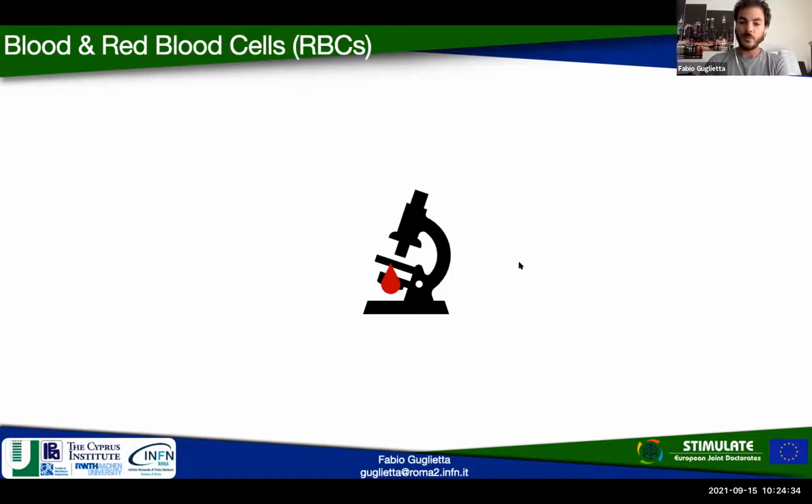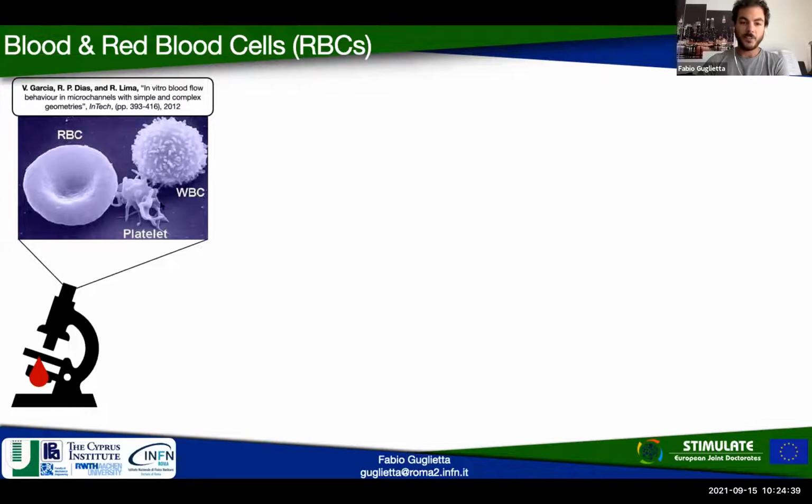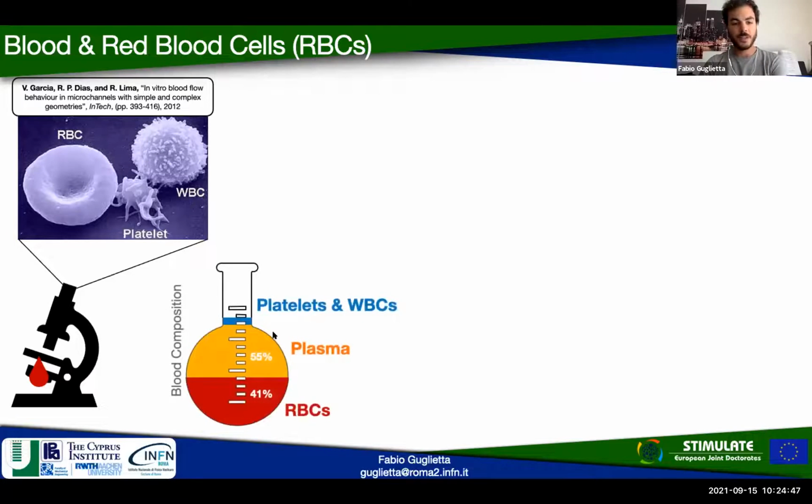So let's start by looking inside a small drop of blood. What can we see if we use, for example, a microscope? We can see red blood cells, white blood cells, and platelets, all immersed in a Newtonian fluid called plasma. About 55% is made of plasma, while the red blood cell fraction, 41 to 42%, depends on health state and age. Almost 40% is made of red blood cells, also called hematocrit, while the remaining part is made of platelets, white blood cells, and other components.